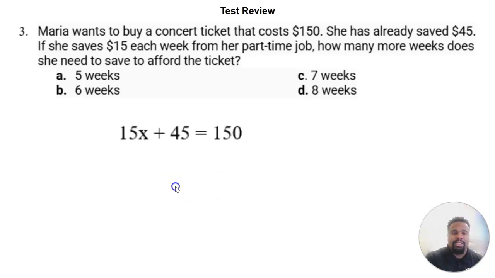So we set this up. This is saying 15 times the number of weeks, because we don't know that, plus the $45 that has already been saved, equals the total amount for the concert ticket. Now we have an equation we're going to solve. So you want to subtract 45 on both sides. You're going to get 105. And then take 105 divided by 15. You're going to get 7. So it takes 7 weeks for Maria to save up enough money for the concert ticket.